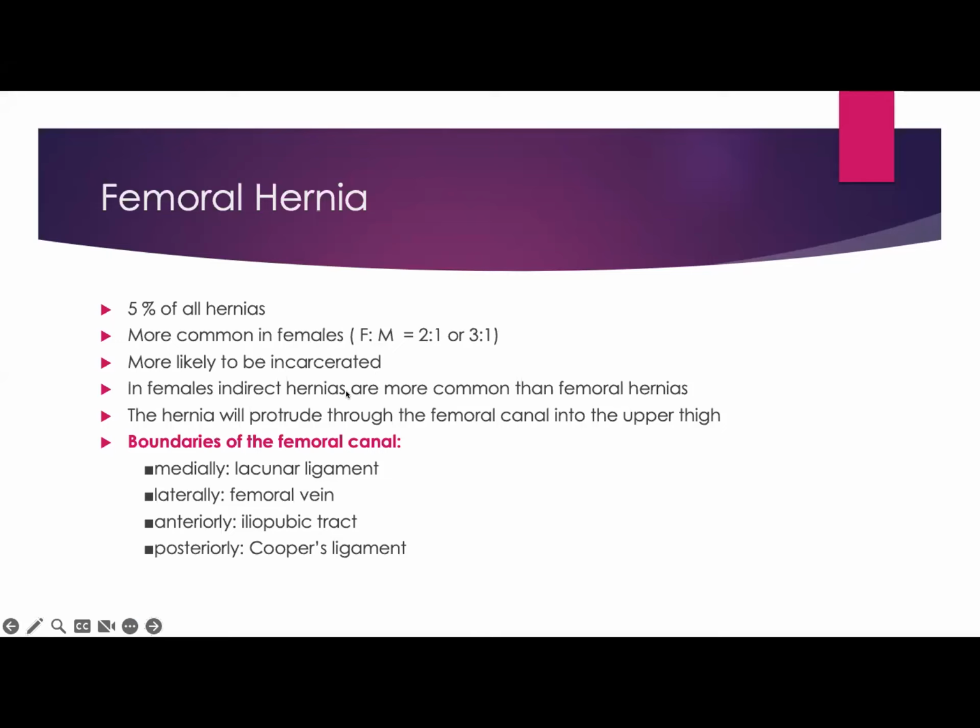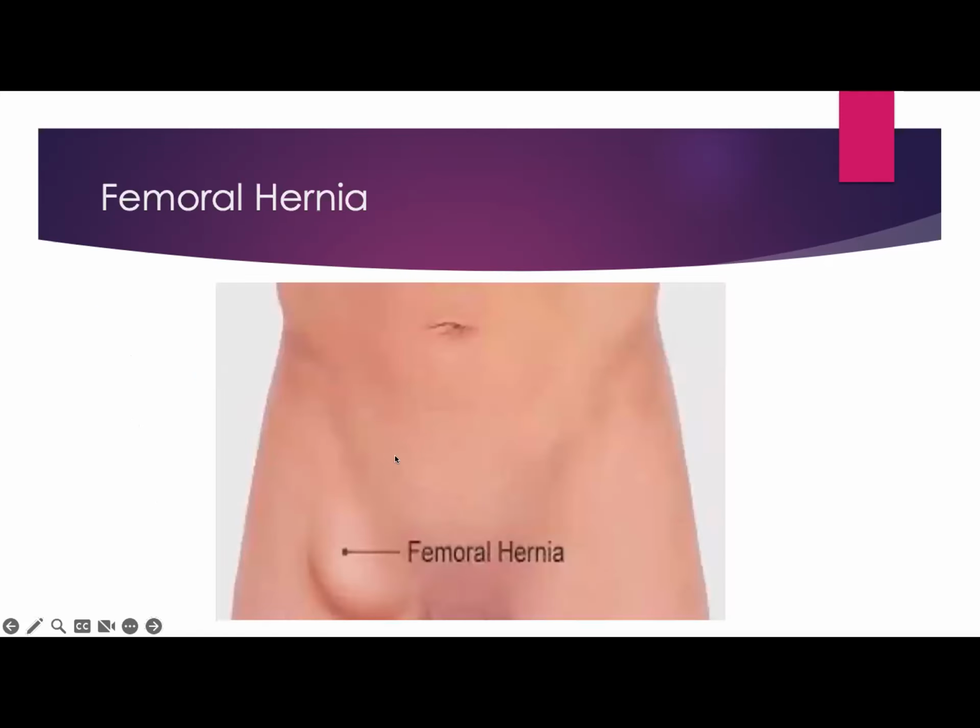In females, indirect hernias are more common than the femoral hernias, as we said. The hernia will protrude through the femoral canal into the upper thigh. Okay. And these are the boundaries that we talked about. So this is the bulging of the femoral hernia. You can appreciate that this is the area of the inguinal ligament. Okay. So that is going to be below the inguinal ligament.